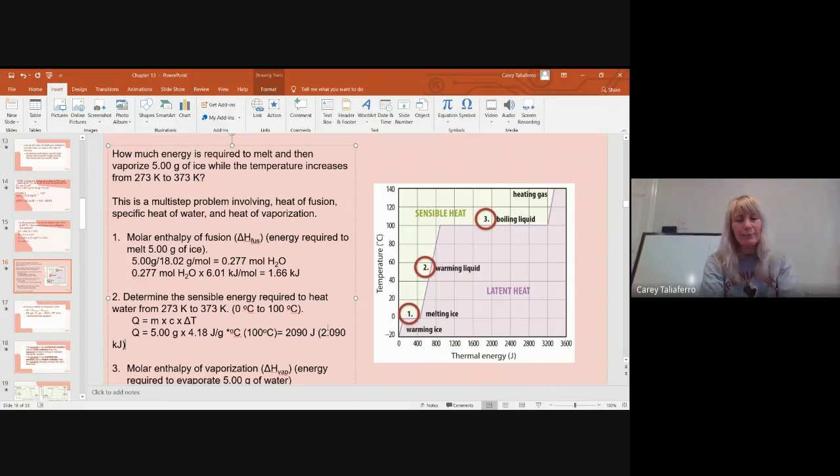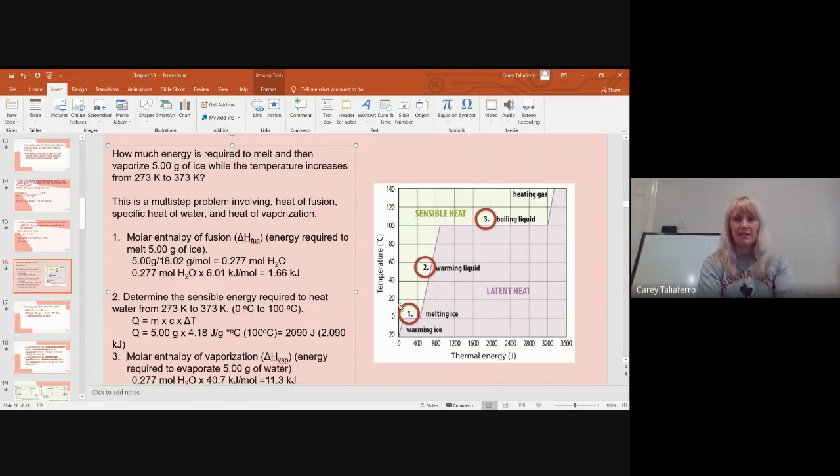But look, I need to keep my units for energy consistent, and I have kilojoules up here. So what I'm going to do is I'm just going to change these joules to kilojoules. So I divide by 1,000, and I get 2.090 kilojoules now.